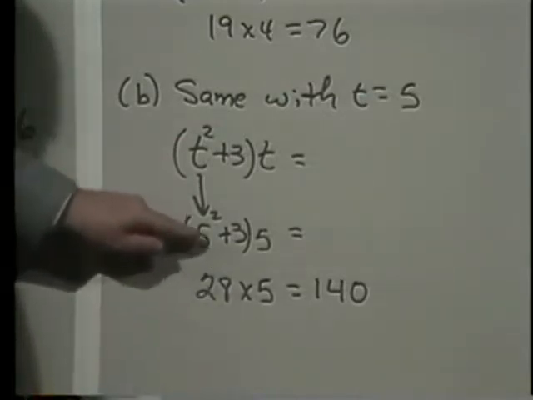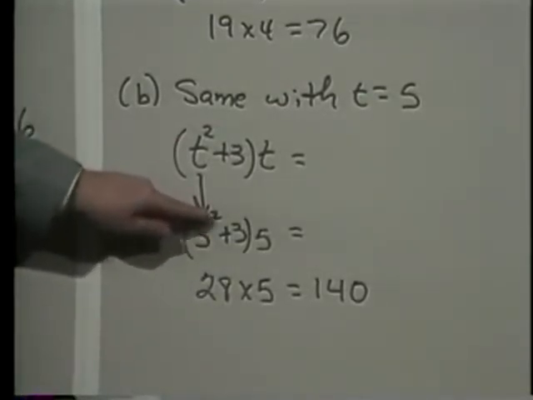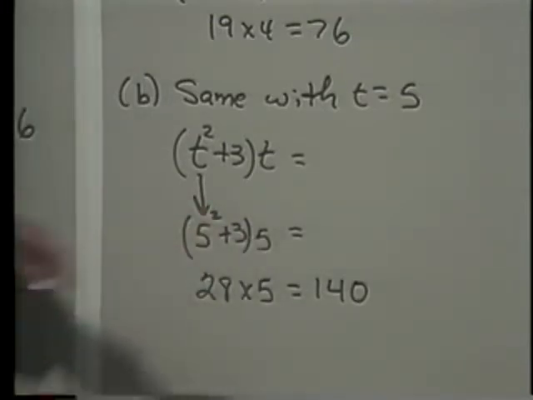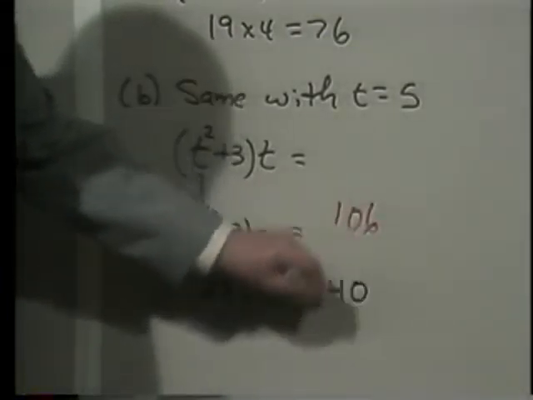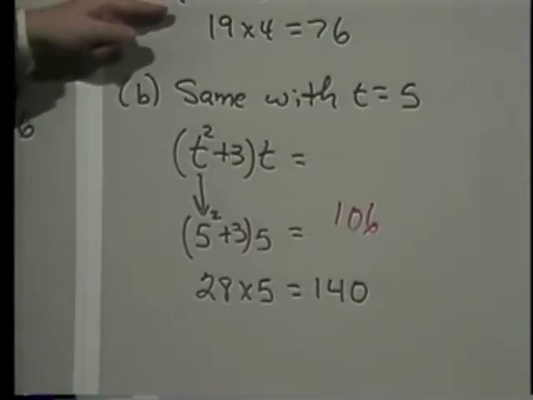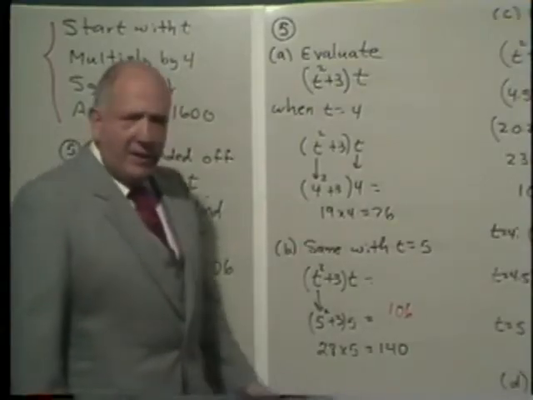See, I start with 5, I square it, that gives me 25, add 3 gives me 28, multiply by 5, that gives me 140. What happens now? I still didn't get my 106, but now this is too big. So what do I know now? I know that 4 is too small and 5 is too big.